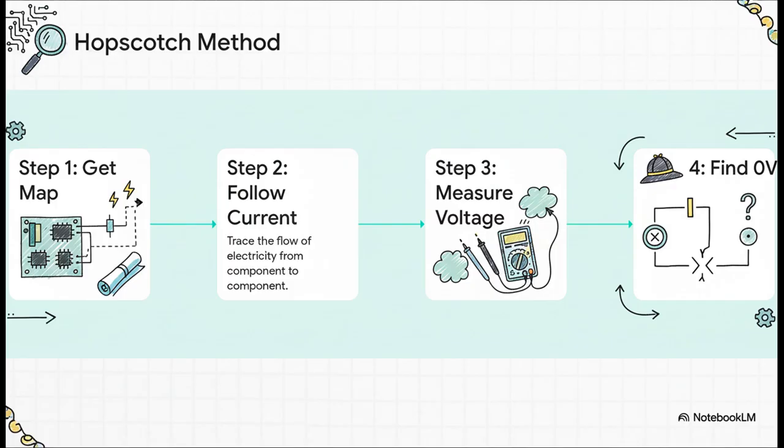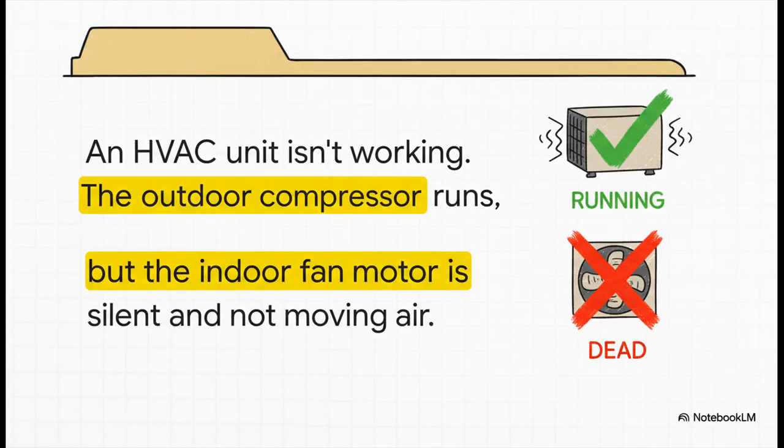It is so simple. You just follow the path of the current with your multimeter. You start at the beginning, and you hop from one component to the next, taking a voltage reading each time. You keep hopping until suddenly your voltage reading drops to 0. The component right before that drop, that's your prime suspect. Let's put this into practice.